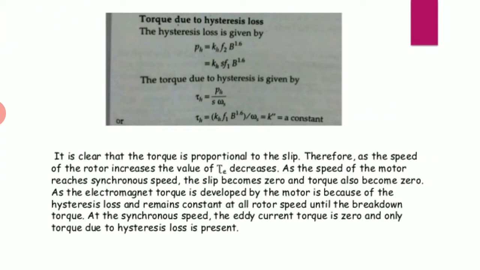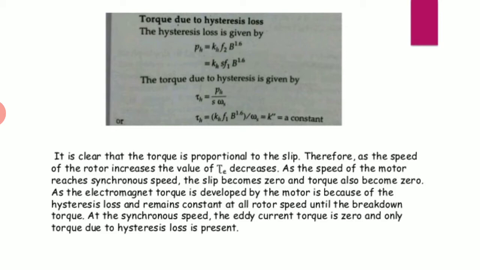Then the torque produced by the hysteresis loss. First, the hysteresis loss is given by Kh, the loss constant, times f, the frequency, and Bm, the maximum magnetic flux density, raised to 1.6. That means the hysteresis loss is directly proportional to the frequency and proportional to the magnetic flux density.